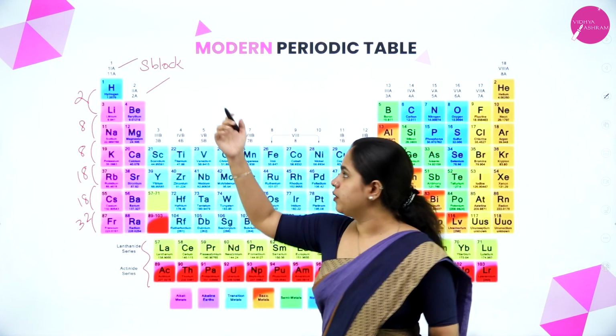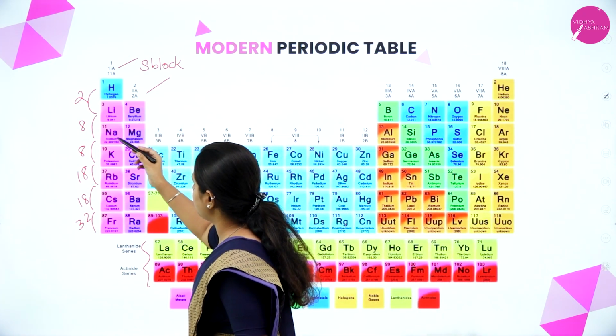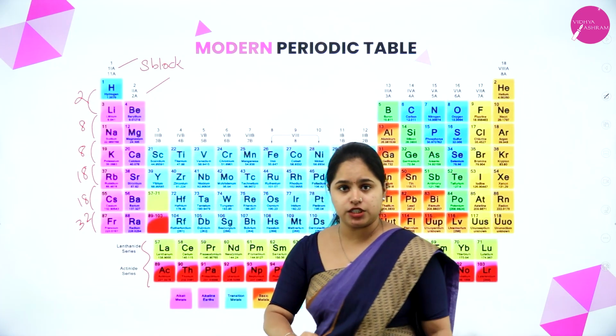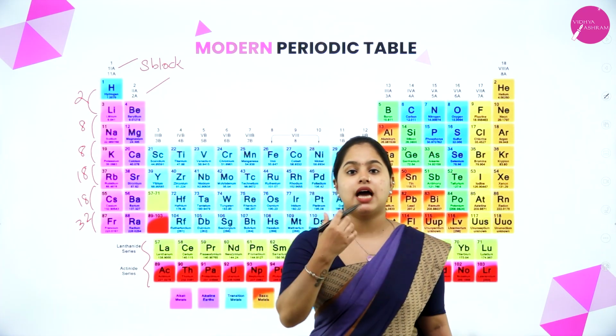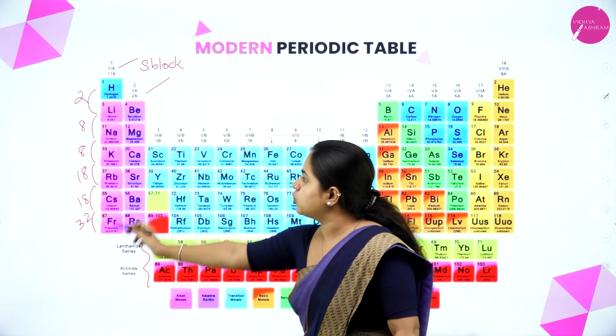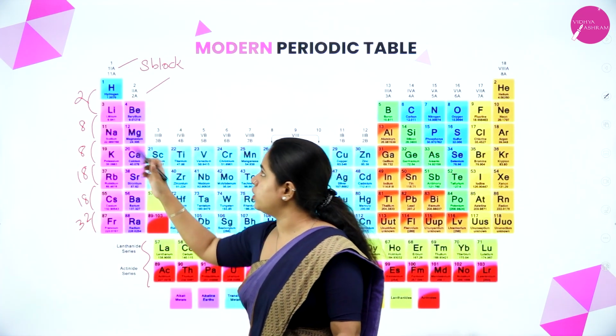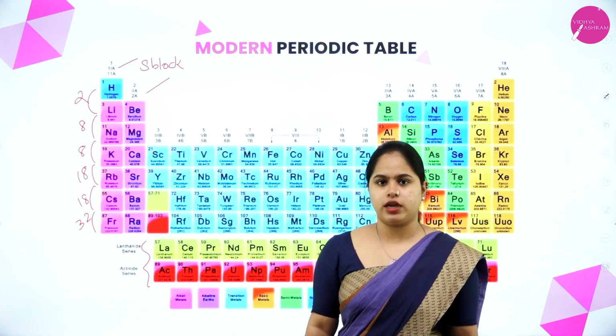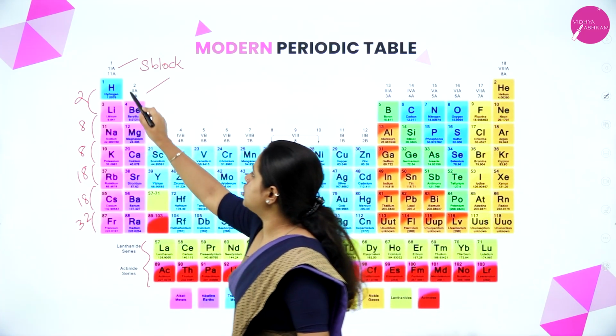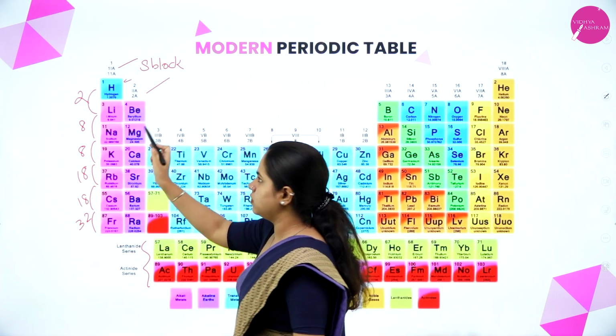So the first and second group together are called the S-block elements. The first group, hydrogen, lithium, sodium, potassium, rubidium, cesium, francium, is called the alkali metals. The second group is called the alkaline earth metals, and the first and second group together belong to the S-block elements.